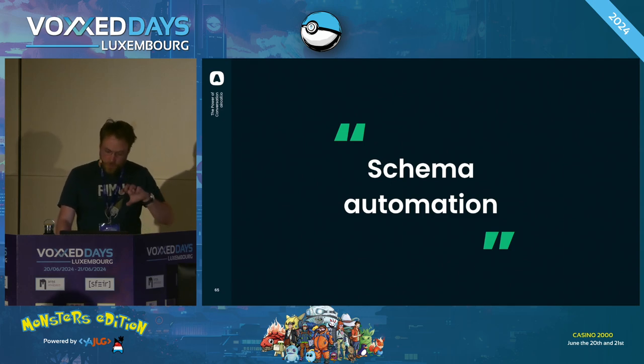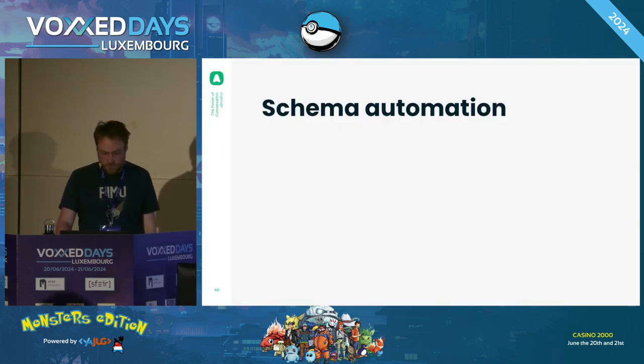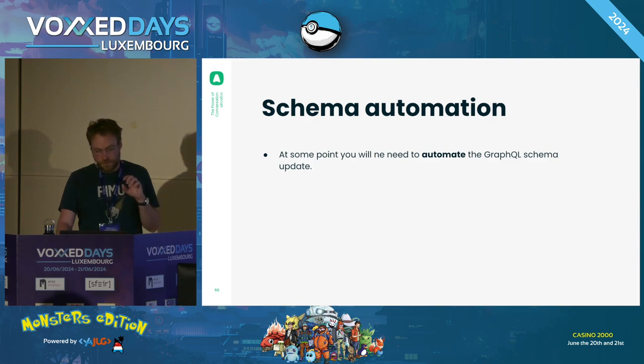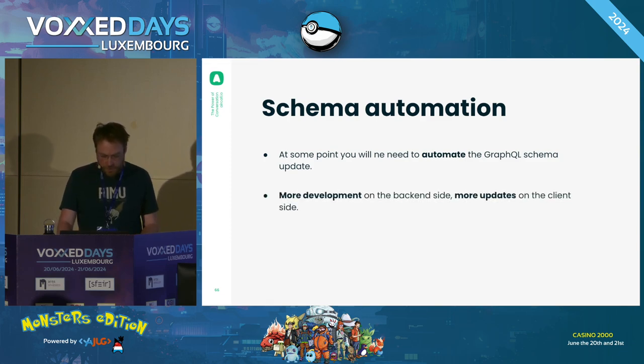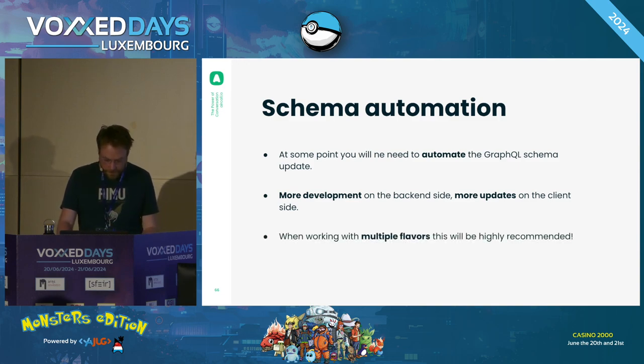Now I want to talk about the schema automation. At some point, you're going to need to automate the GraphQL schema update because you cannot go and fetch the schema yourself every time. So we have some automation tools that can do that, so let's see how we did it. Especially if the backend teams are pushing a lot of things with GraphQL, you get more updates, more stuff, so you need to automate it.